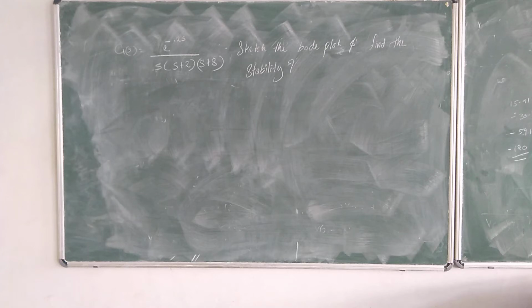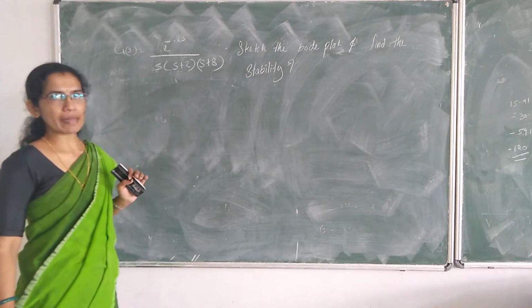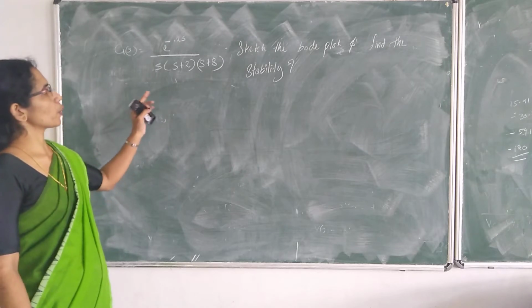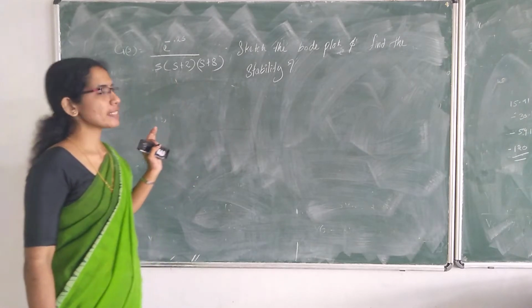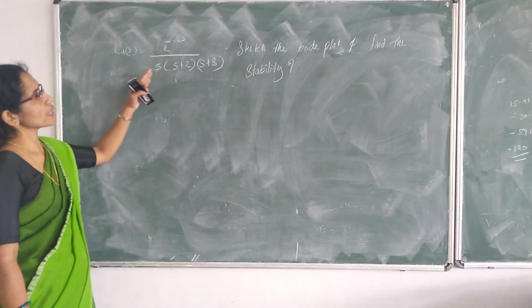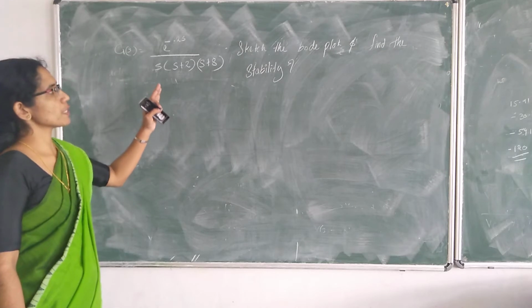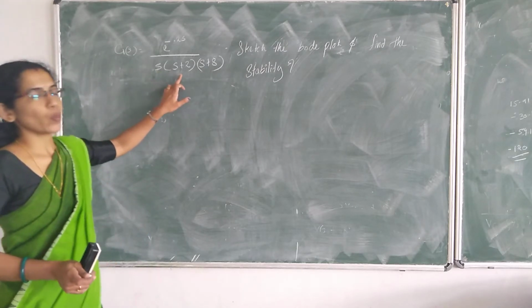G of s equals e raised to minus 0.2s divided by s into s plus 2 into s plus 8. Sketch the Bode plot and find the stability. The question is to sketch the Bode plot and find the stability. First step, it should be in the form 1 plus st.